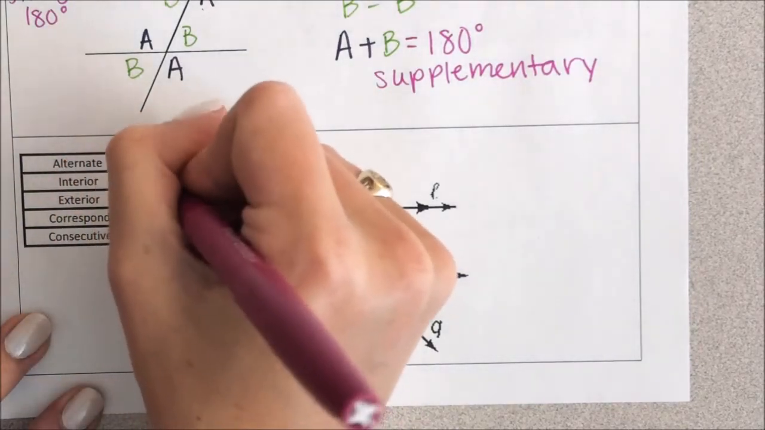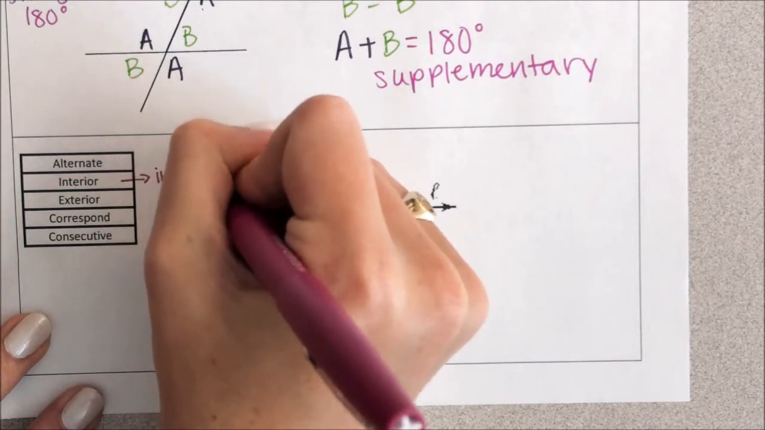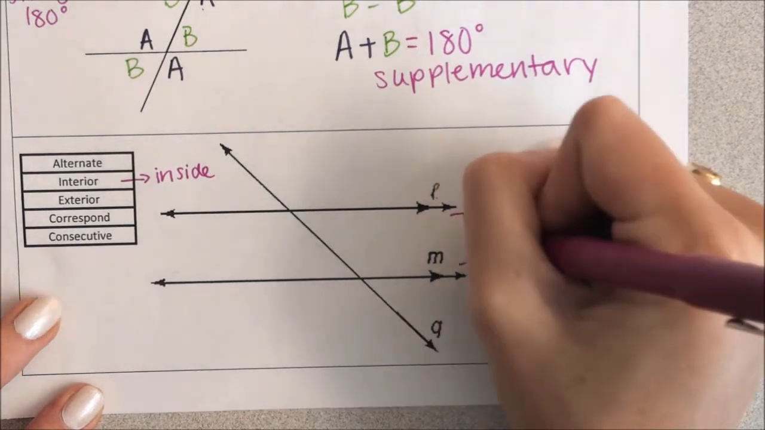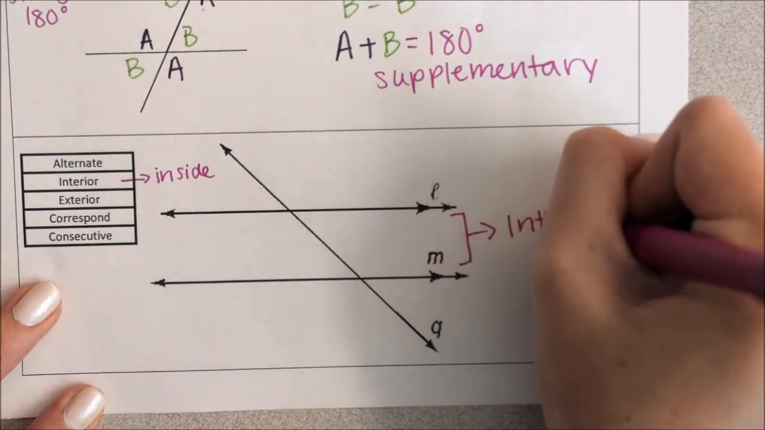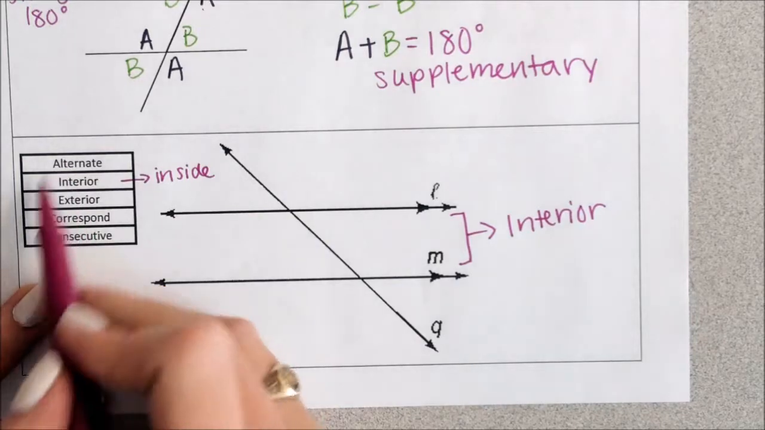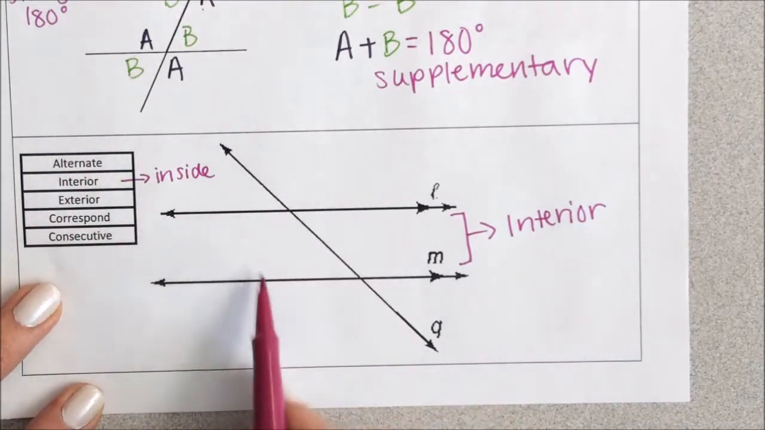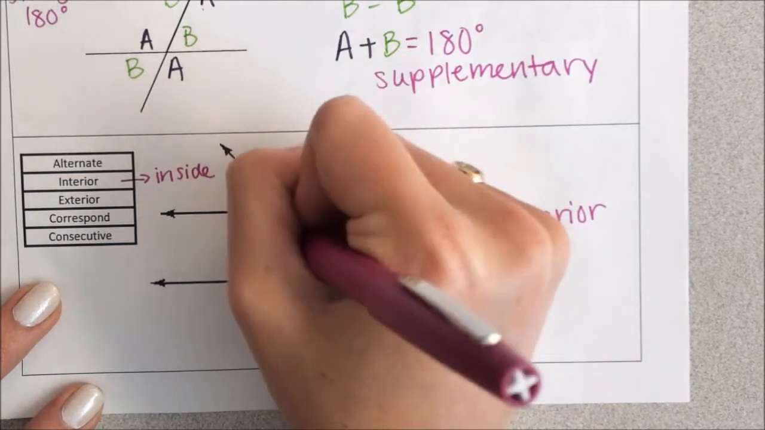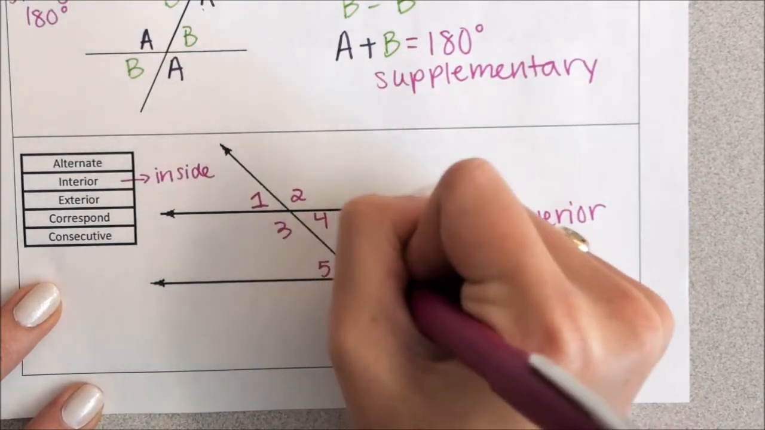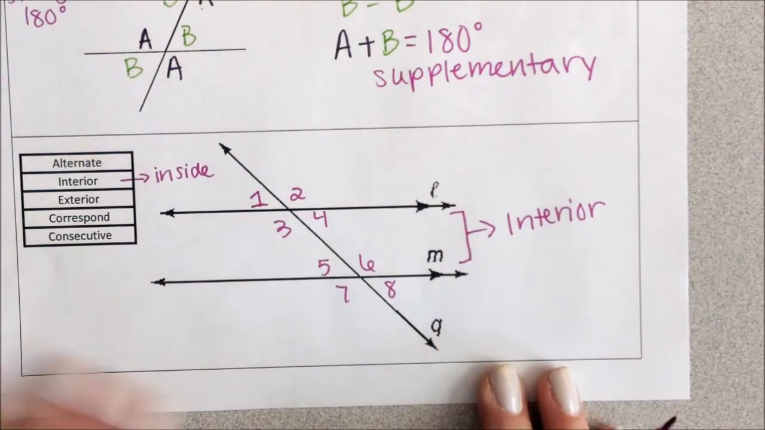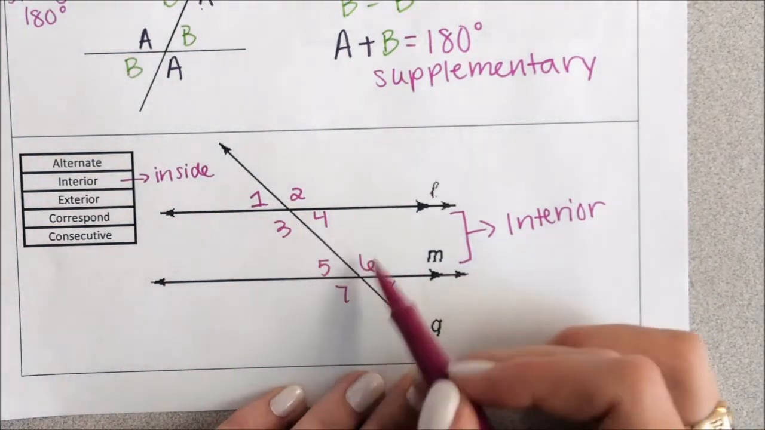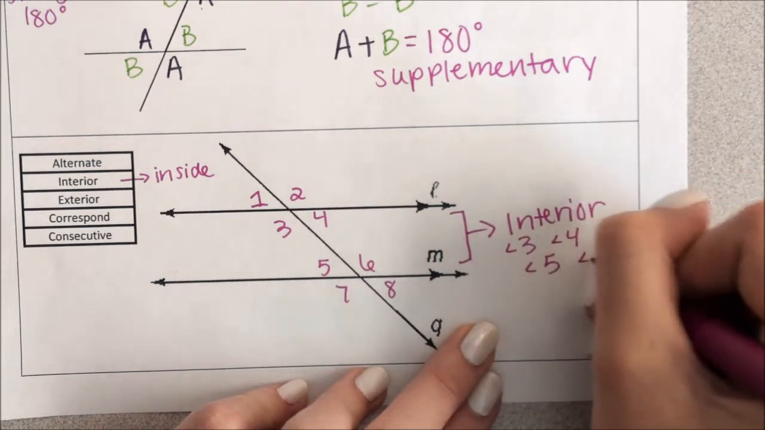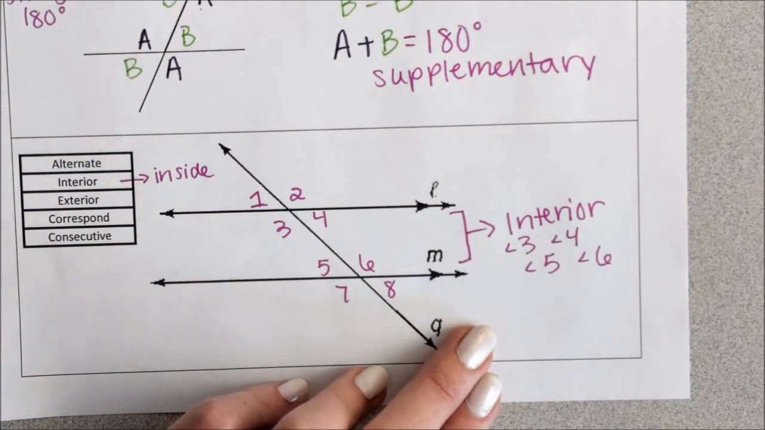So interior is what I'm going to start with, a fancy word for inside. So all of the angles in here are interior angles. Again, these are just names to name the types of angles we have. So if I use numbers to label my angles, all of these interior angles I see are angle 3, angle 4, angle 5, and angle 6. Those are all interior.